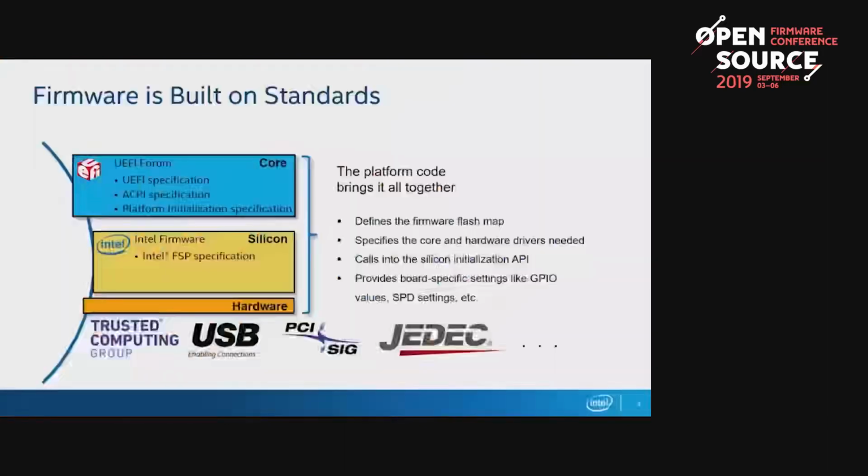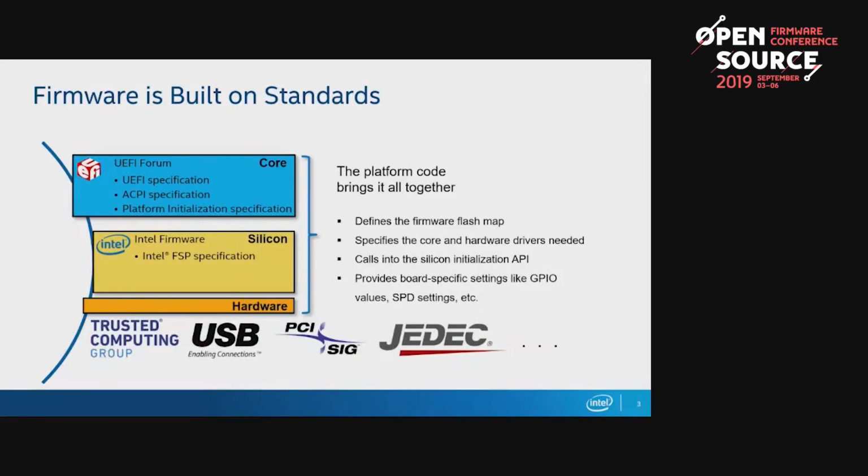So getting down more specifically to what the platform does, it defines the firmware flash map. You can imagine that's very platform specific or board specific, depending on what kind of security boot technology you're using, or your cache properties. You may choose to adjust your firmware flash map. It specifies the hardware drivers needed and the core drivers needed. So part of having all these other drivers available in silicon and in the core is being able to integrate them into a firmware that's actually used on a particular motherboard.